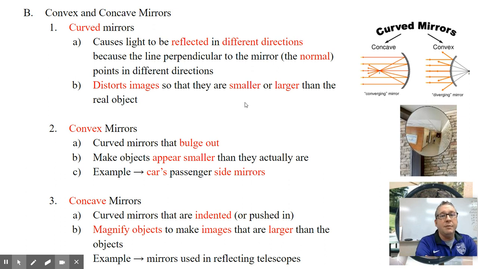Then we have concave mirrors, okay? These are curved mirrors that are indented or pushed in, or you could say caved in. What these do is magnify objects to make images that are larger than the objects themselves. When we have reflecting telescopes, if you ever wondered why we have these tools and devices that allow us to see images that are so far away, but when we look through them, they appear much larger than what our normal eyes are seeing. That's because they use a series of mirrors, mostly concave mirrors, to help enlarge objects for us.